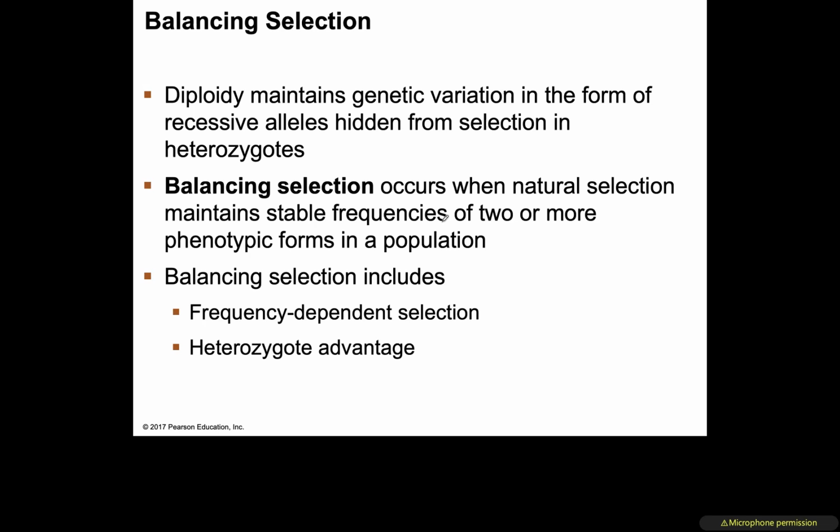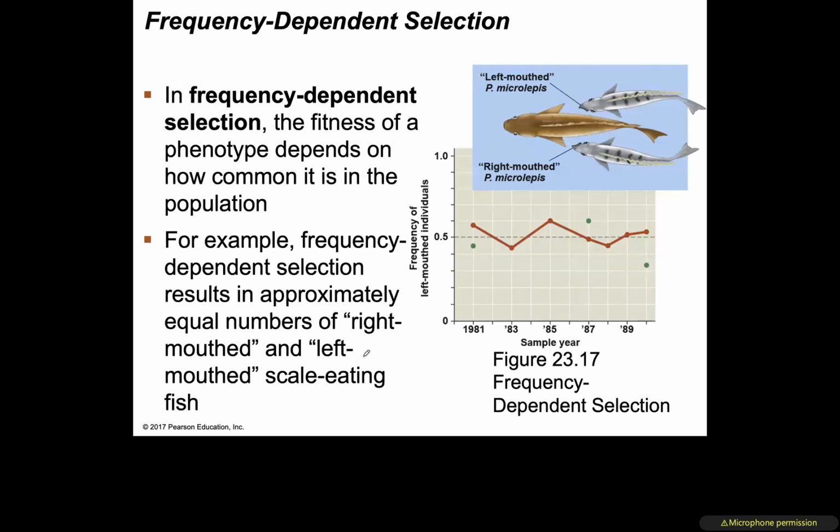Balancing selection occurs when natural selection maintains stable frequencies of two or more phenotypic forms in a population. Balancing selection includes two things: frequency dependent selection and heterozygote advantage. Let's look at the first one, frequency dependent selection. That is, the fitness of a phenotype depends on how common it is in the population.